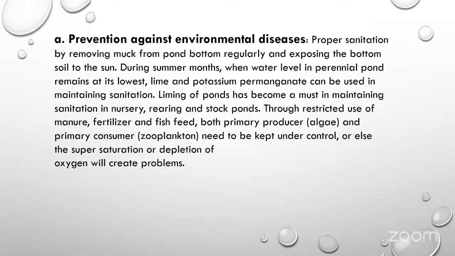Through restricted use of manure, fertilizers, and fish feed, both primary producer, that is algae, and primary consumer, that is zooplankton, need to be kept under control, or else the supersaturation or depletion of oxygen will create problems.